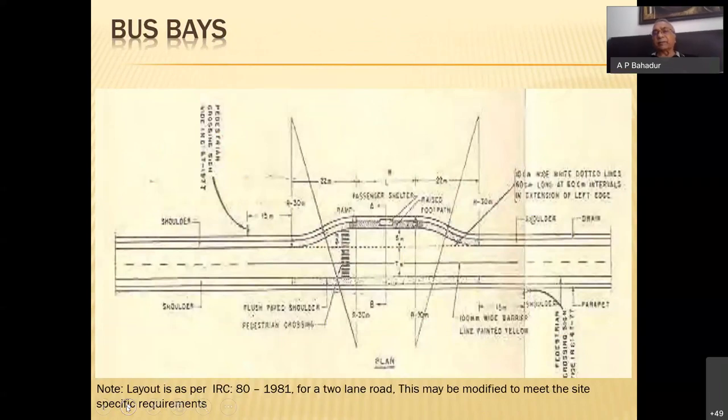Bus bay: if there is bus traffic, then you must provide for a bus bay, 3.5 meters minimum. And then sidewalk and pedestrian crossing also. IRC 1981 gives a reasonably good guideline for their location as well as dimensions.